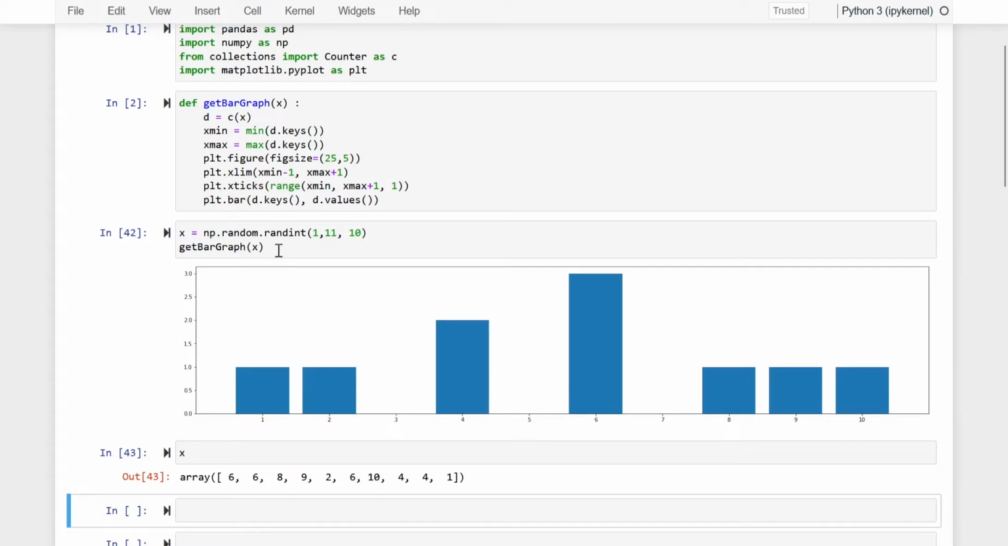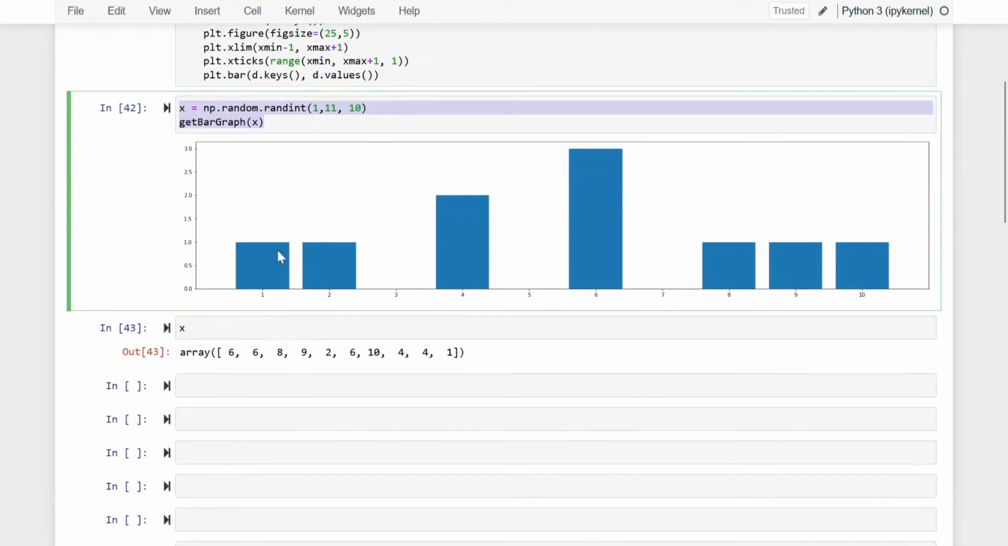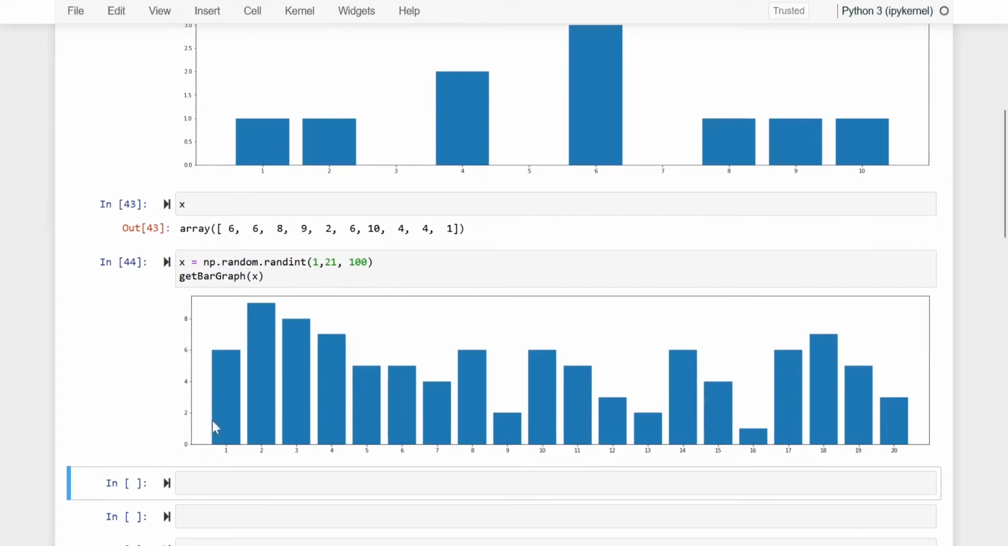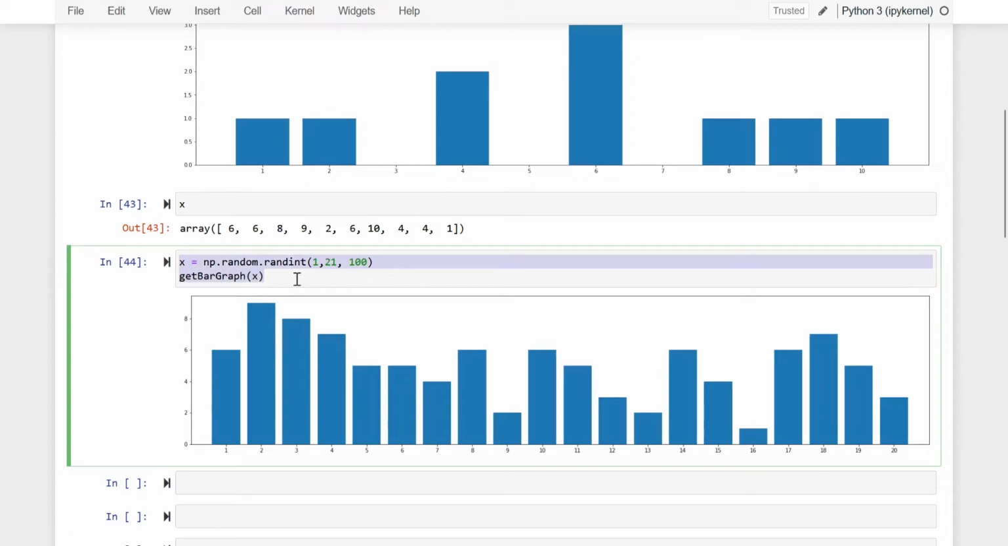Good. Let us create another data set, and this time we will say, okay, 1 to 20, that is the range, and let us create, no problem, we can create 100 such numbers. Okay, so minimum is 1, maximum is 20, fine. For all these numbers mentioned in this x-axis, frequency count is being depicted. Very good.